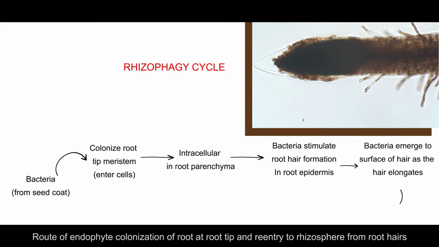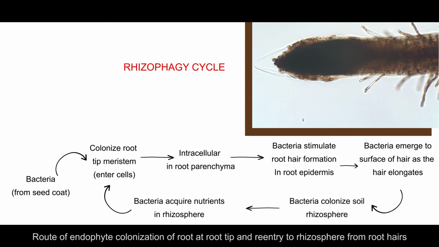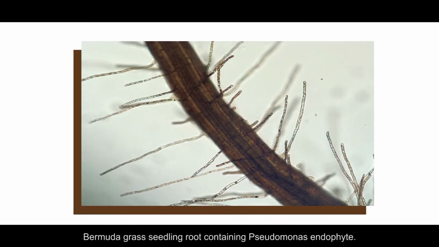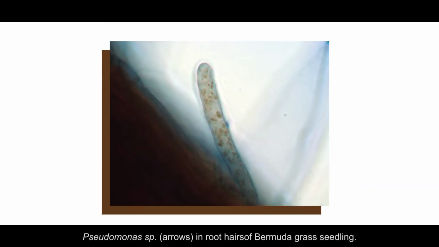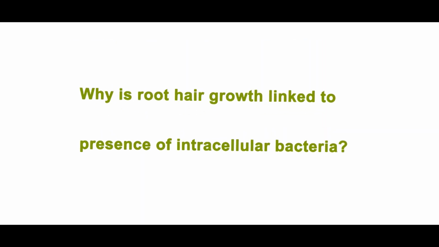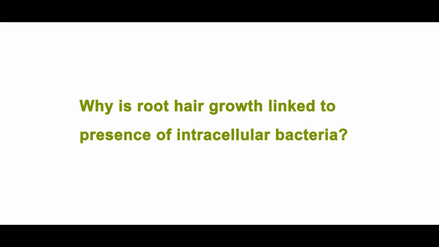Root endophyte colonization at the root tip and re-entry to the rhizosphere from root hairs. Bermuda grass seedling root containing Pseudomonas endophyte. All brown spots in roots are intracellular bacteria. Pseudomonas sp. in root hairs of Bermuda grass seedling. Bacterial protoplasts shown in hairs. Why is root hair growth linked to presence of intracellular bacteria?